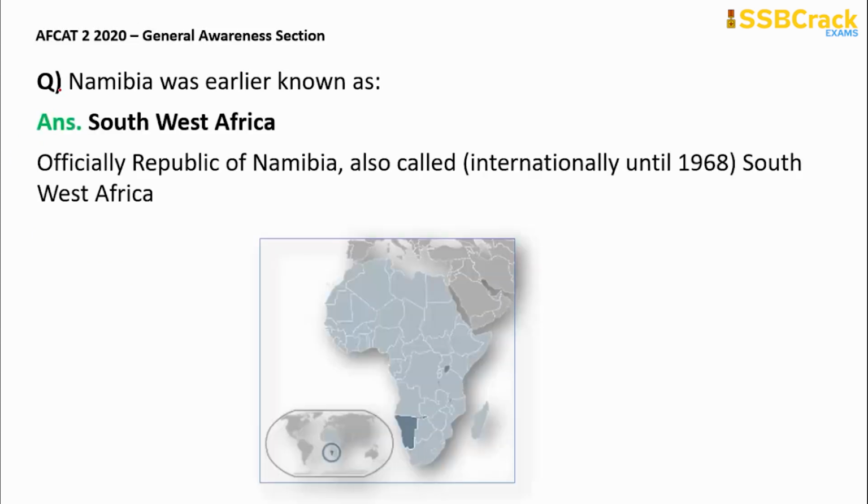The next question is, what was the earlier name of Namibia? The correct answer is Southwest Africa. The Republic of Namibia was called internationally until 1968 as Southwest Africa. You can see the location. It is located in Southwest Africa, and that is how it got the name.